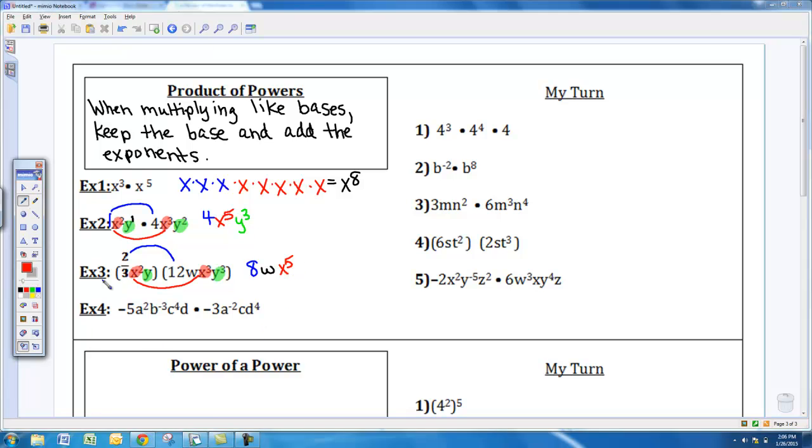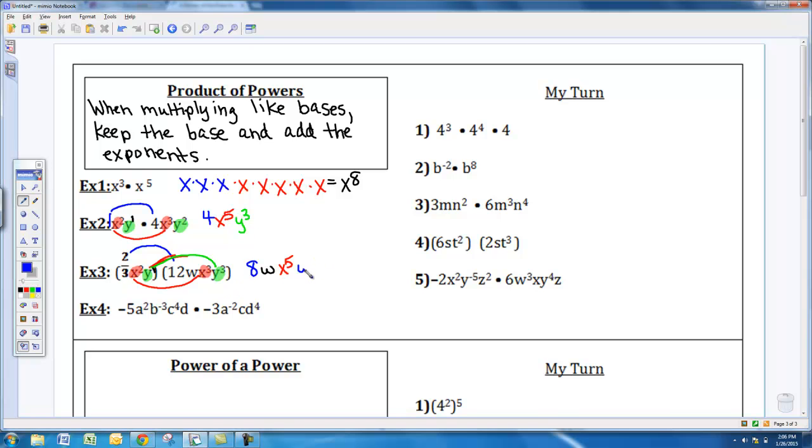Now we multiply our y's. y times y cubed. Remember, this is y to the first power because there's no exponent on it. We write a 1 there. Y to the first times y to the third will give us y to the fourth.